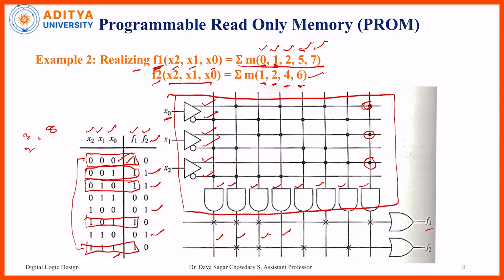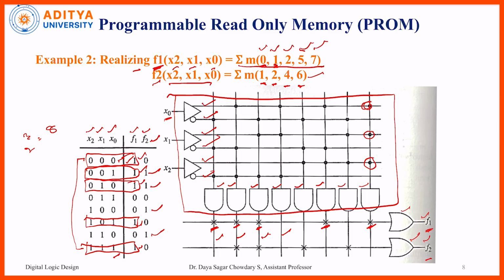Now we know already f1 and f2 are the functions. So for these particular functions we require 2 OR gates. So for function 1, here f1 inputs are 0, 1, 2, 5, 7. So for 0, 1, 2, 5, 7 here we use the fuses, and the remaining terminals we can remove.